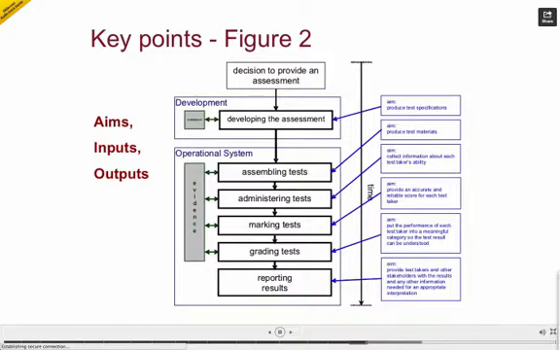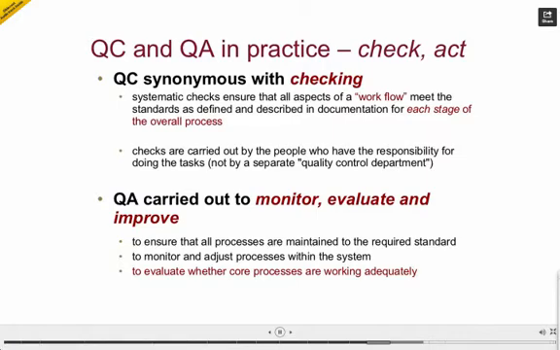So the activities of quality control and quality assurance in practice are to do with checking and then acting. Quality control is synonymous with checking things. Systematic checks are needed at all stages of a workflow to meet the standards as defined and described in documentation and clearly specified for each stage of the overall process. But here's where the people come in.